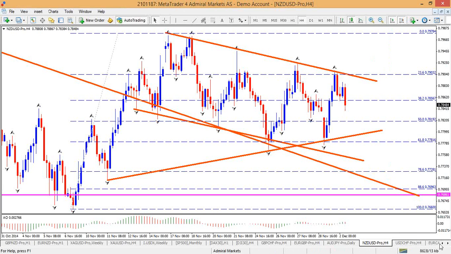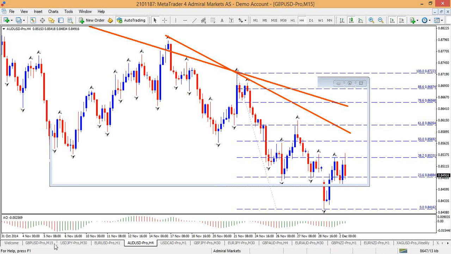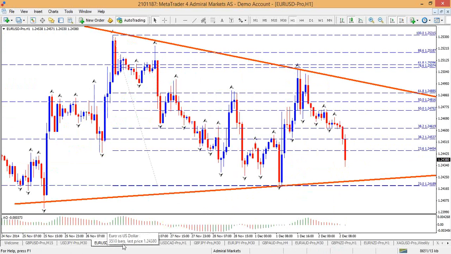The Kiwi is not a bad one. It is worth putting on the watch list. I do like the Aussie downside a bit more, though, from the 61.8. So that's the one thing that is in my mind, the Aussie downside from higher. Other than that, looking for a pound dollar break lower, Eurodollar to the downside. The Eurodollar is already moving a lot to the downside.